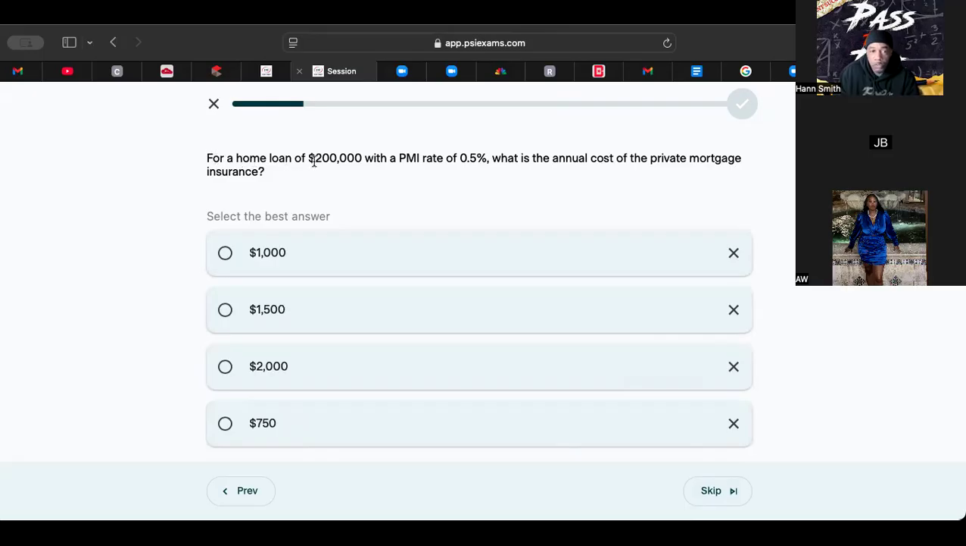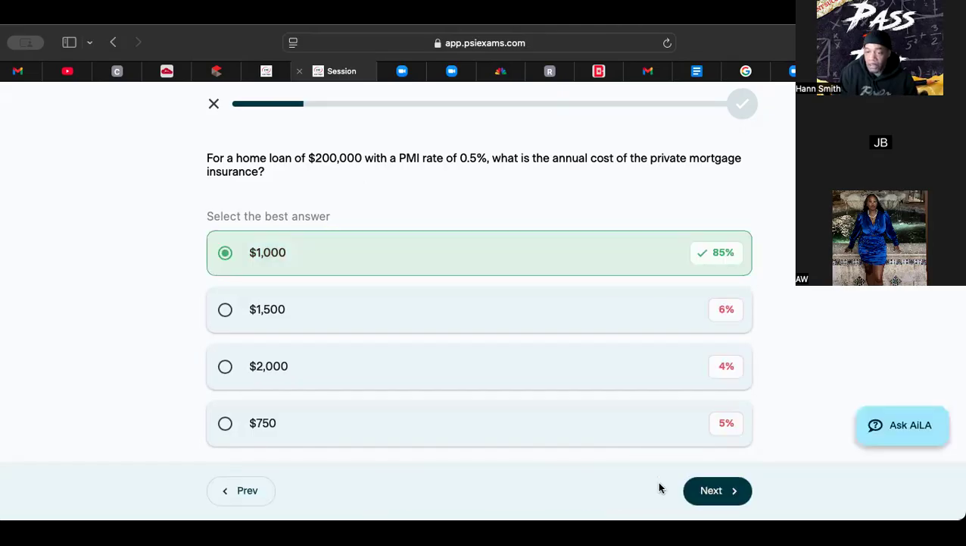For a home loan of 200,000 with a PMI rate of 0.5%, what is the actual cost of the private mortgage insurance? Well, what is 0.5% of $200,000? It's $1,000. You see what I'm saying? So we're talking about PMI, but this is the same math. People think this math is like, oh my God, I can't figure it out. No, when we get to finance, we're going to know what PMI is, but it's the same math. You don't even have to know what PMI is to know that the answer is 1,000 on this one.